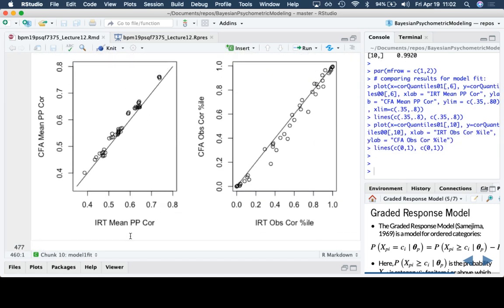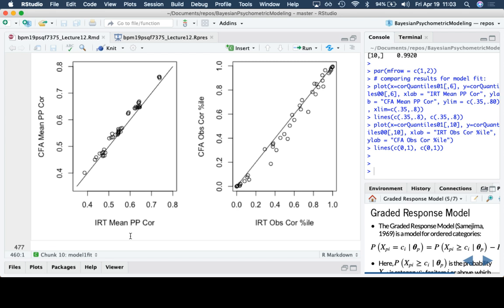Here we go. This is the mean of the posterior predicted correlation from the IRT model. This is all the data, all the correlations. Right here is the mean of the posterior predicted correlation for the CFA model. This line is where they're equal. So anything above this line, CFA is higher. Anything below this line, IRT is higher. And it appears the trend is slightly higher under the CFA correlation. Somewhat interesting.